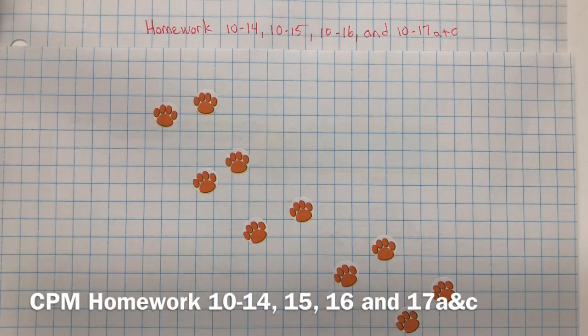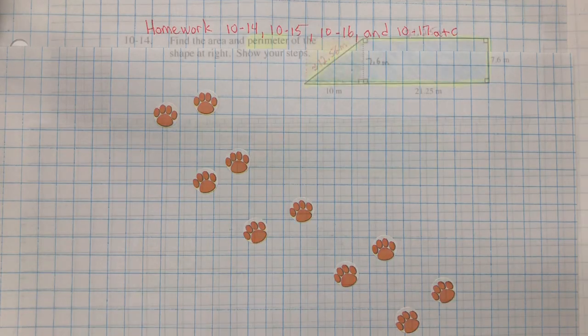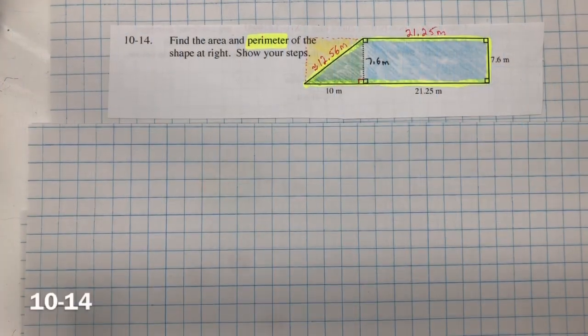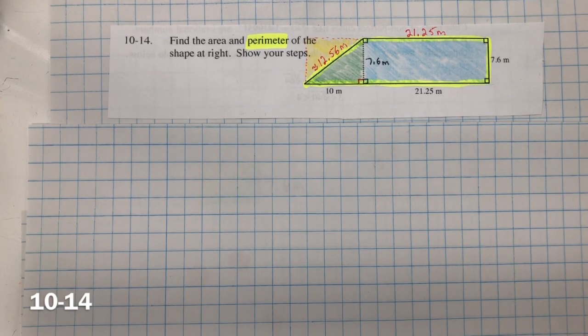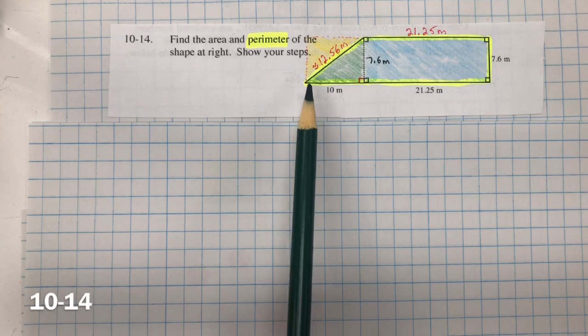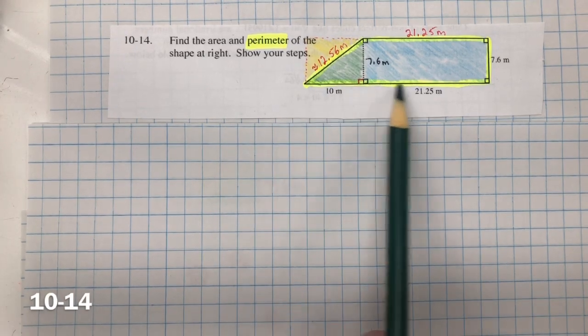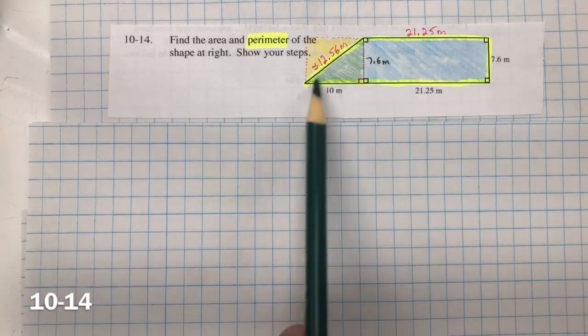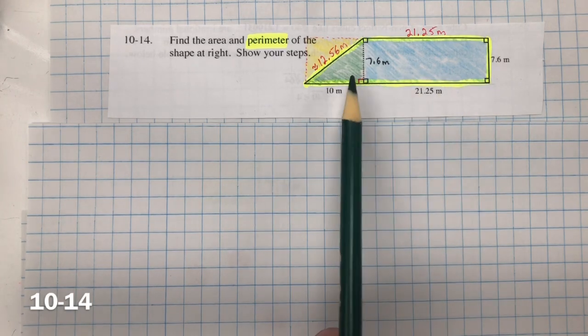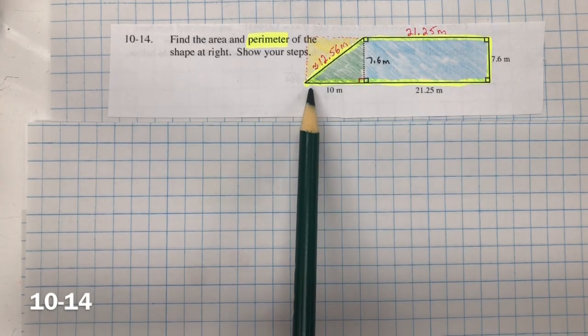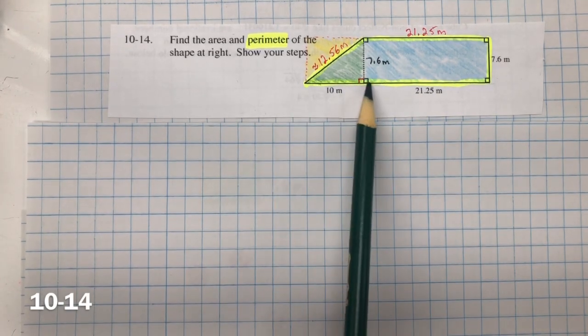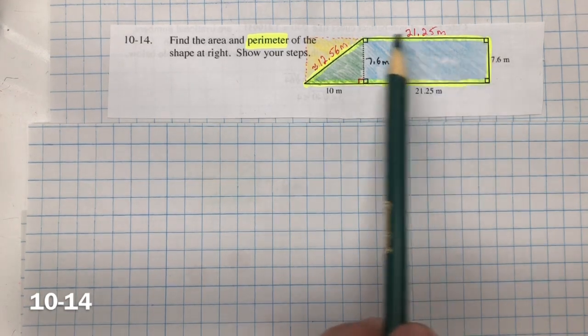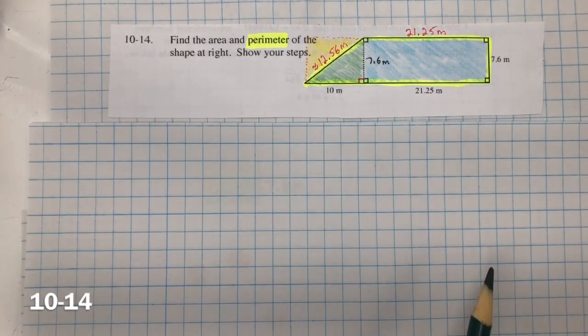This is the homework for 10.14, 15, 16, and 17a. In 10.14, you need to find the area and perimeter of the shape. So the area is the space inside the shape. The perimeter is the distance or the length of the sides of the exterior.